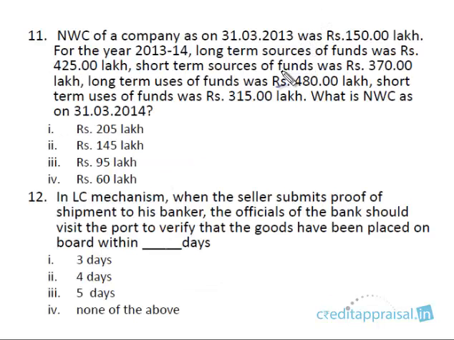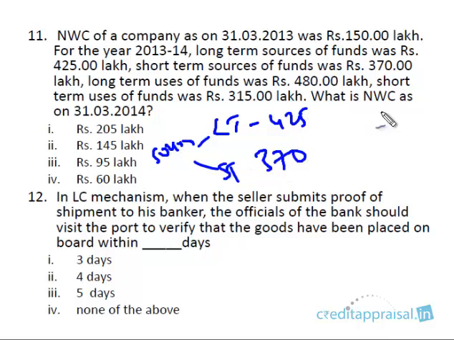So question number 11, NWC of a company as on 31/3/2013 was 150 lakhs, right? For the year 2013-14, long-term sources of funds was 425 and short-term sources was 370. Similarly, the long-term uses is 480, short-term uses is 350. Now the question is asking what is the NWC as on 31/3/2014.